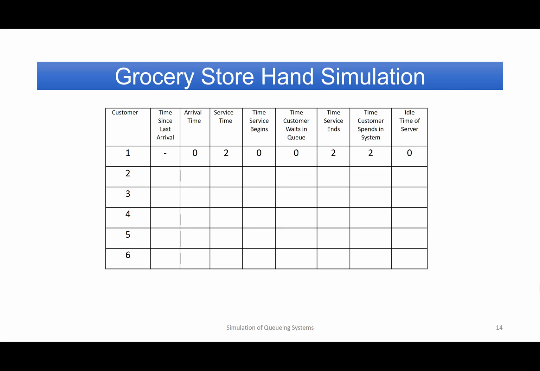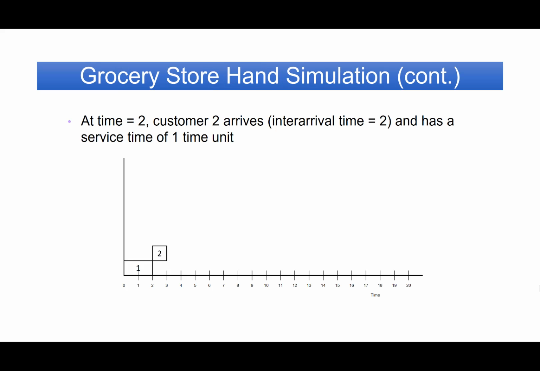The time since last arrival would be not applicable for the first customer, and the arrival time would be 0. Since the service time was 2, the time began at service 0. There were no customers waiting in queue because the customer in the first case here could be serviced immediately, so that time is also 0. The service ends at 2, and then the time the customer spends in the system is 2, and then the idle time of the server remains at 0.